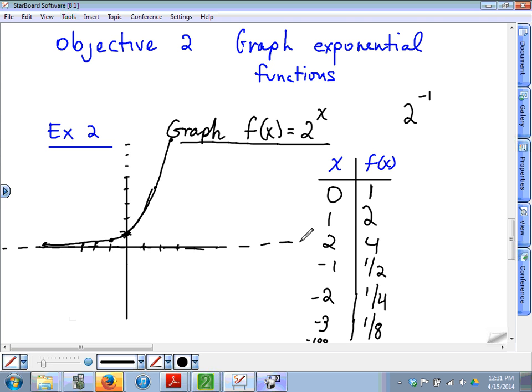Draw a dotted line over the x-axis, yes. This kind of behavior, you guys, we haven't seen this in any of our functions yet, but when a graph approaches this kind of a boundary line and then seems to flatten out, that behavior has a name.